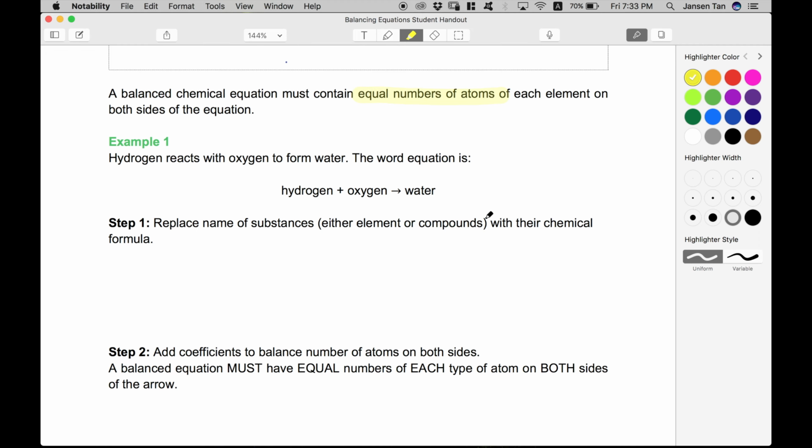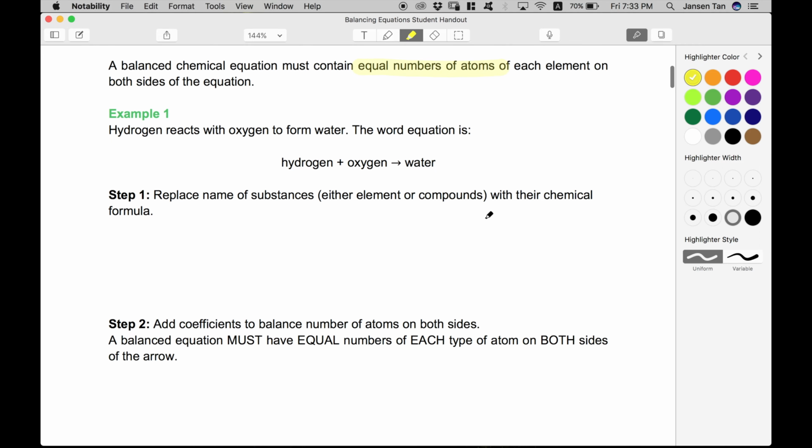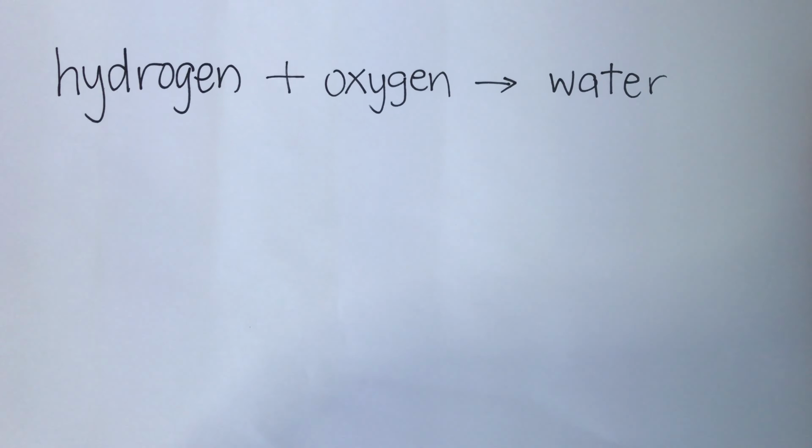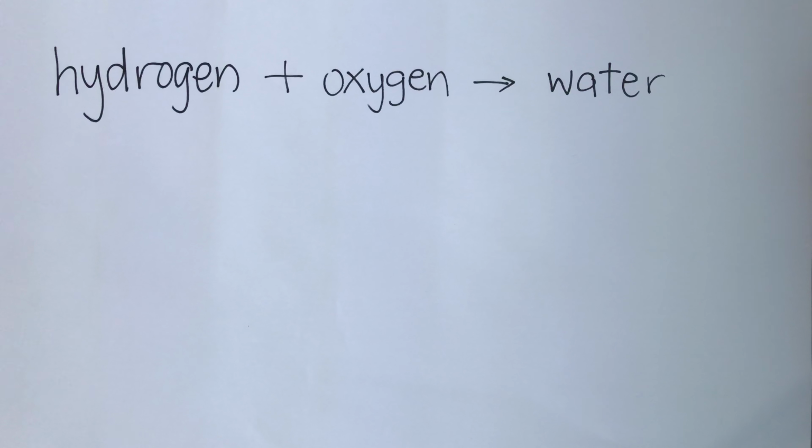Let's look at example 1. This is a very simple example, the reaction between hydrogen and oxygen to form water. So let's take a look at this equation modeled with some actual molecular models. So hydrogen and oxygen form water.